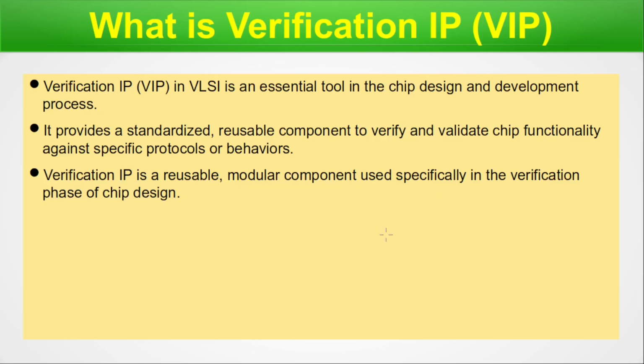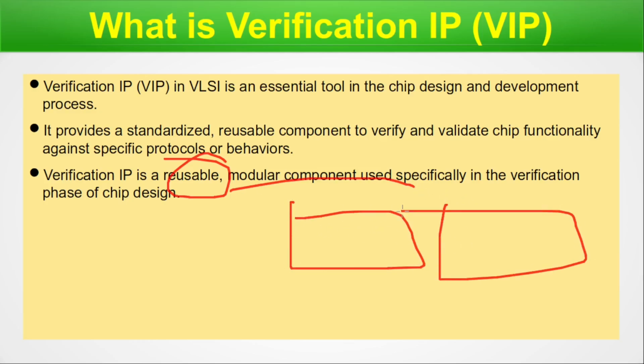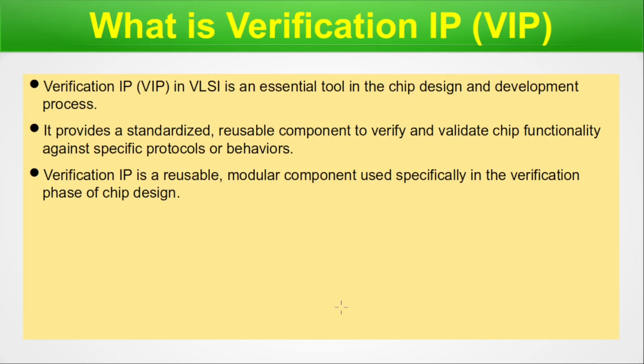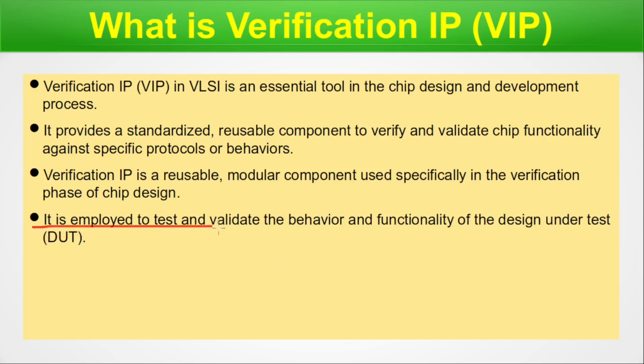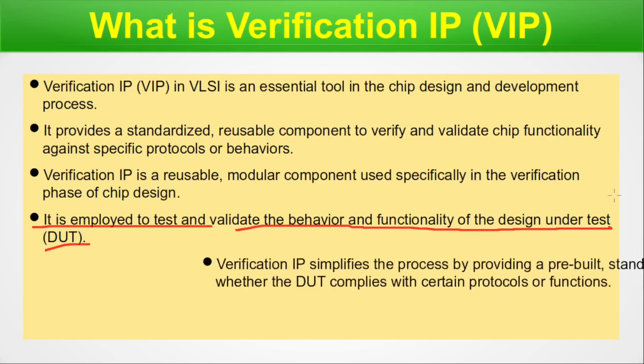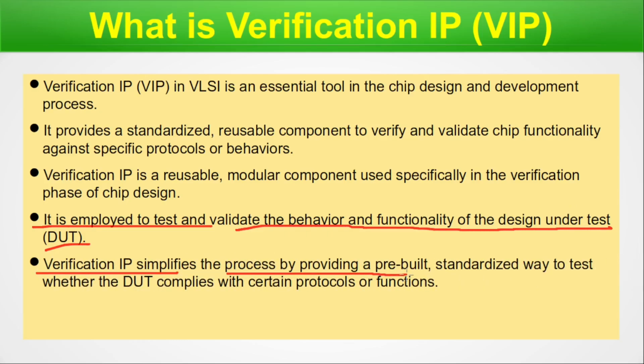The advantageous point of verification IP is that it is reusable. It can be used again and again and again. And it's a modular component. That means it has different modules for different purposes. So this is the easiest thing. It is employed to test and validate the behavior or functionality of a design under test, as we have already talked about so much in the last couple of slides. Verification IP simplifies the process by providing a pre-built, standardized way to test whether the DUT complies with certain protocols or functions. So these are the verification tools.